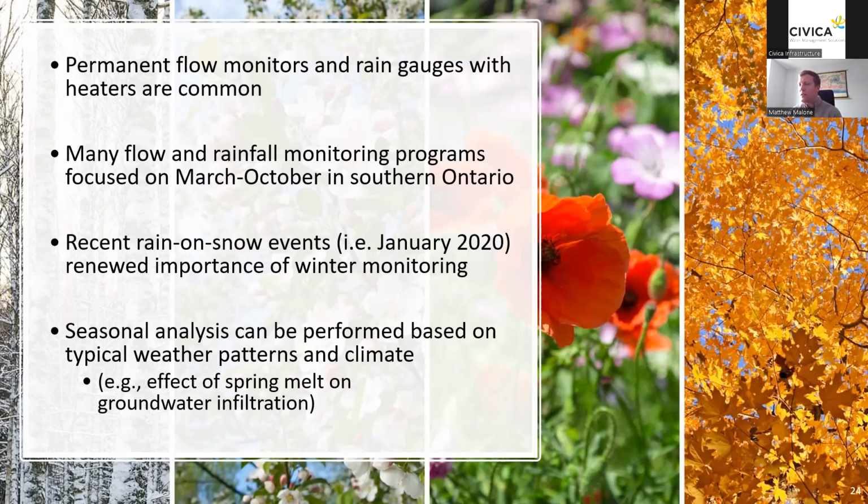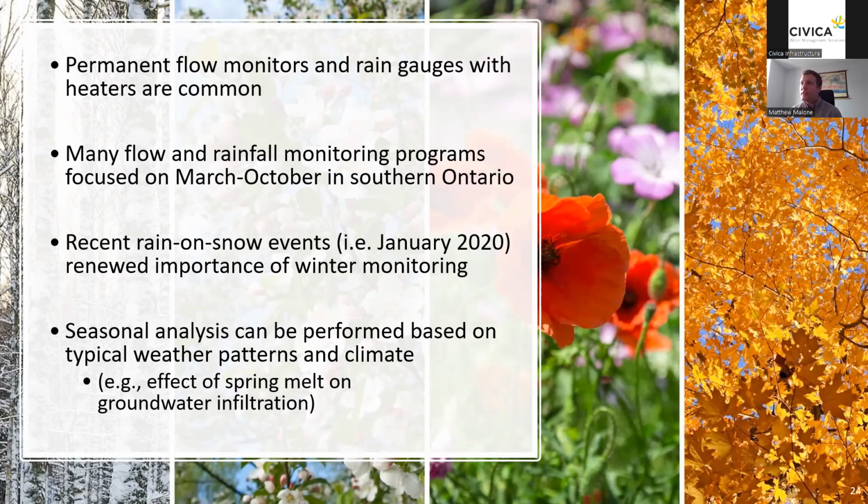However, we have had some recent rain on snow events, particularly if those folks around the GTA remember the January 2020 event. I think it was like a 5 to 10 year storm. It just rained all day, probably anywhere between 30 and 50 millimeters, something like that, on snow, and it caused a lot of issues within collection systems. So it seems like there's quite a bit of rainfall and snow melt that can happen over this time period.